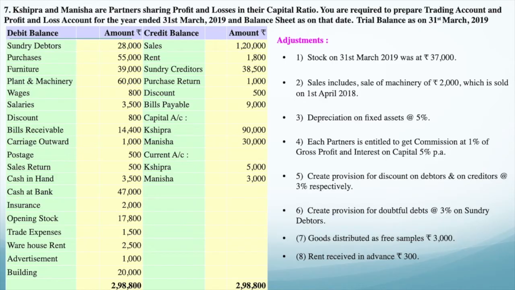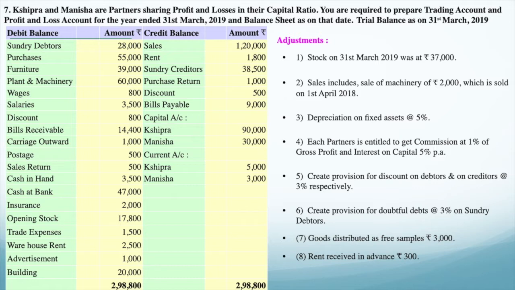Today's question: Shupra and Manisha are partners sharing profit and losses in their capital ratio. So the profit sharing ratio is based on capital, and we have to find out what the ratio is. Then you are required to prepare the trading account and profit and loss account for the year ended 31st March 2019 and the balance sheet as on that date. Trial balance as on 31st March 2019.